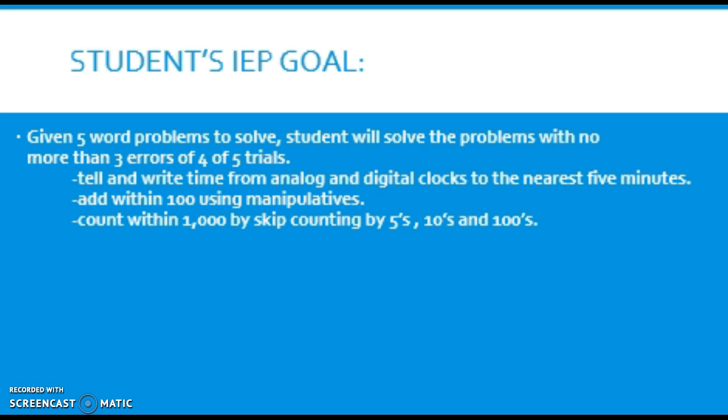First off, here is my student's IEP goal. Given 5 words to solve, the student will solve the problem with no more than 3 errors in 4 of 5 trials. This includes telling and writing time from analog and digital clocks to the nearest 5 minutes, adding within 100 using manipulatives, and counting within 1000 by skip counting by fives, tens, and hundreds.